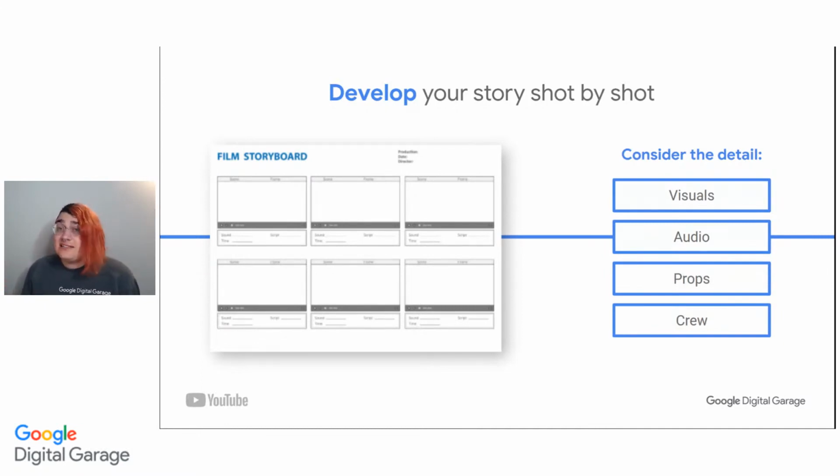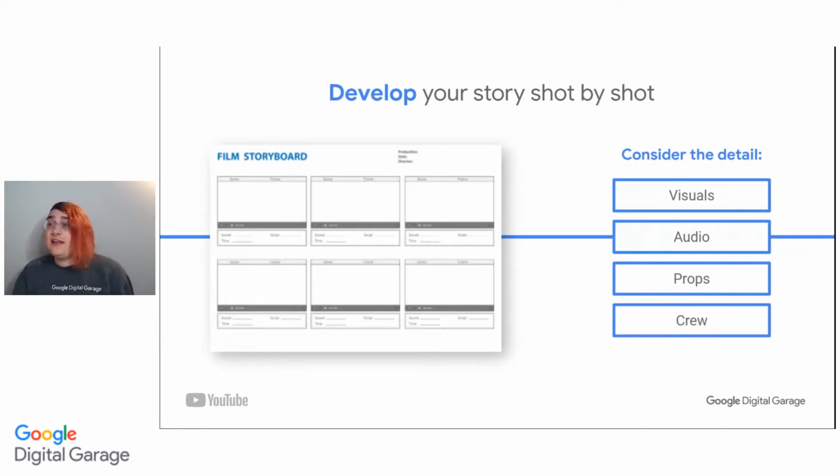You don't need to be an artist. You don't need to do any kind of detail. Stick figures are absolutely fine as long as you've got a vague idea of what the camera is going to be looking at, where everybody and everything is going to be in the frame, so that you've got a good idea of what the video is actually going to look like. Think about the visuals, the audio, any props you're going to use, any crew you might need. Think about all those things when you plan this out and note these down in the storyboard.